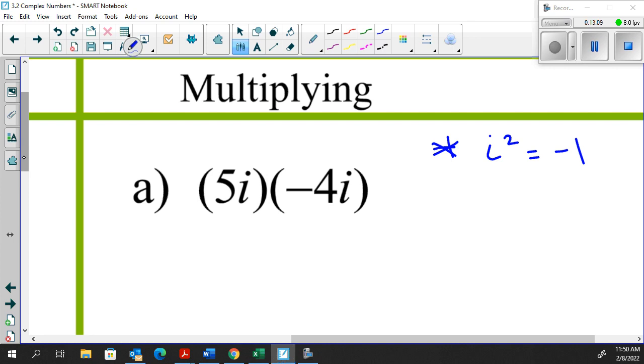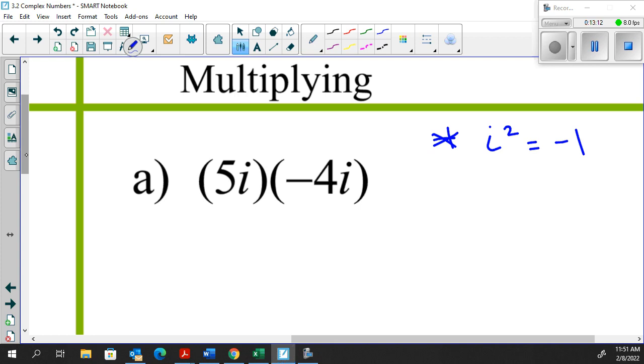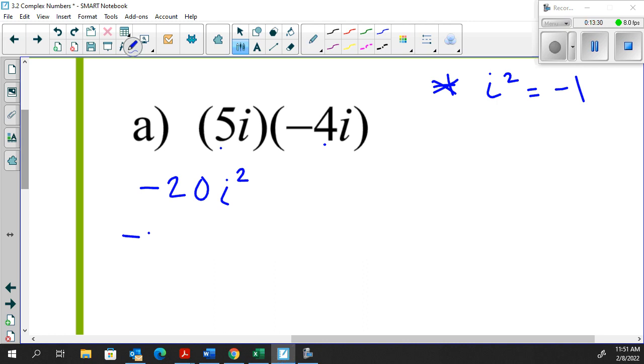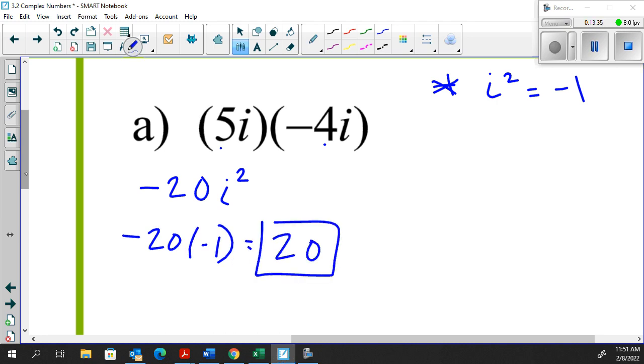So if I'm multiplying these, pretend like it's just like an x. It's just like a variable. So 5 times -4 is -20. i times i is i squared. Yeah, but i squared is -1. So that's -20 times -1, which is +20. Now the i goes away. So sometimes that happens. Does that make a little bit of sense? Yeah. It just changes the sign if you have an i squared.